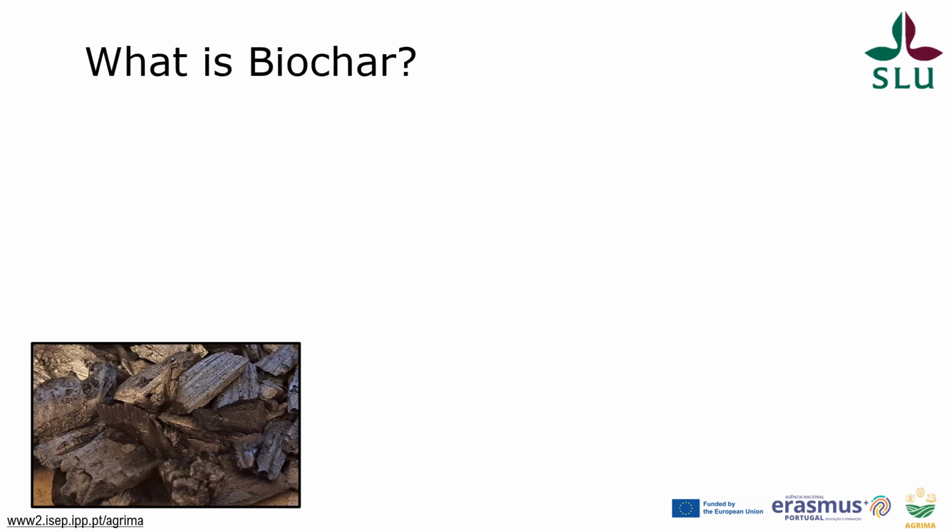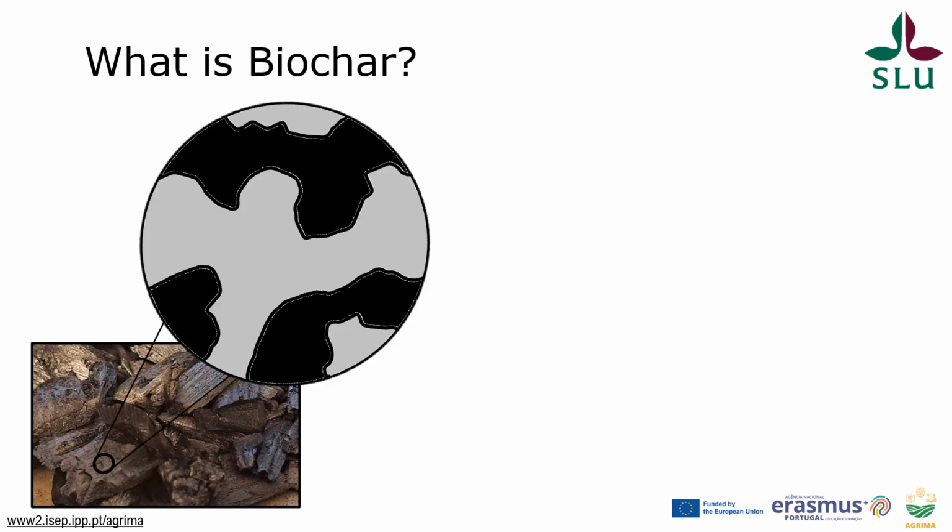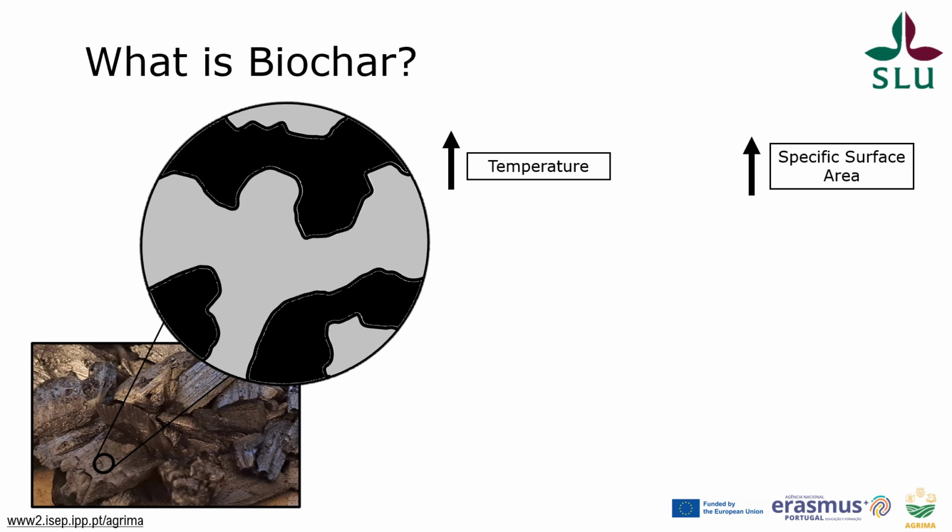So now let's zoom in a little bit on the biochar. When we zoom in, we see different types of pores, macro and mesopores, and these pores really depend on how you make the biochar and what type of biochar it is. One key factor is this pyrolysis temperature, and we see that when we increase the temperature by a lot, the specific surface area, which is a measurement for how many pores the biochar has, is increasing.